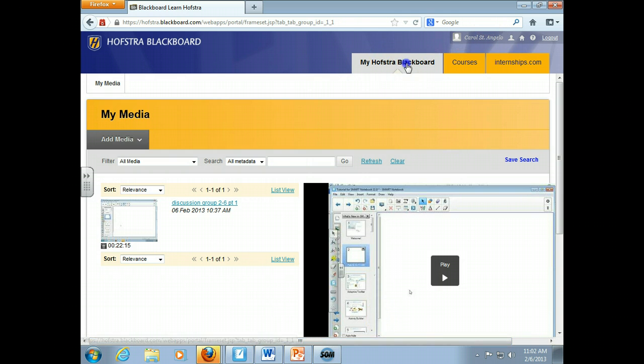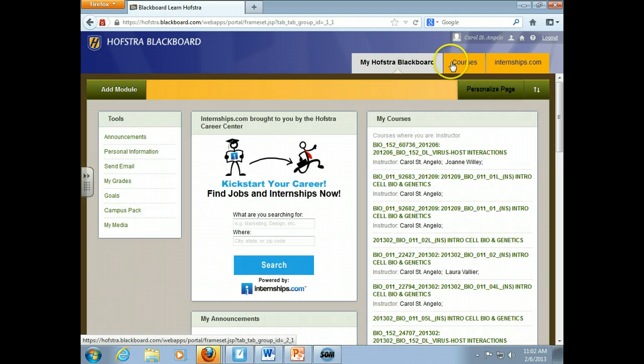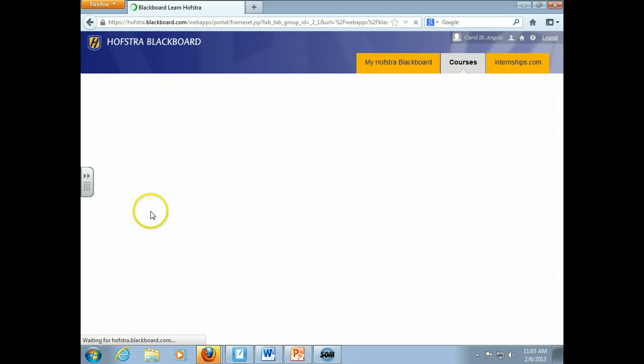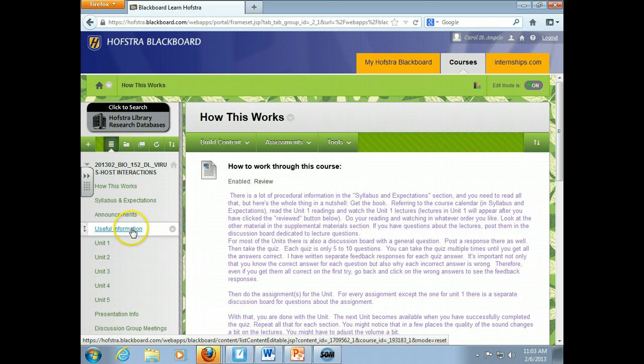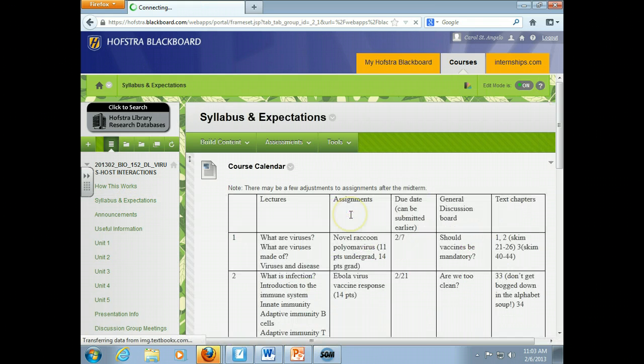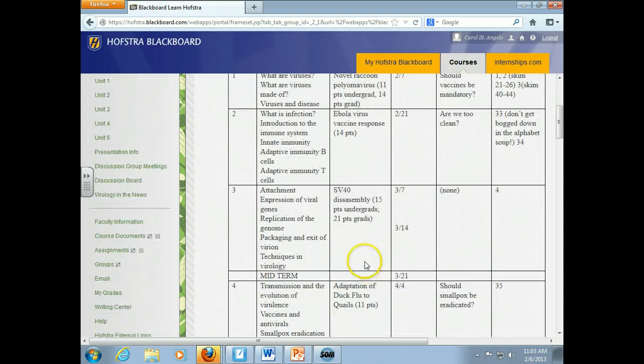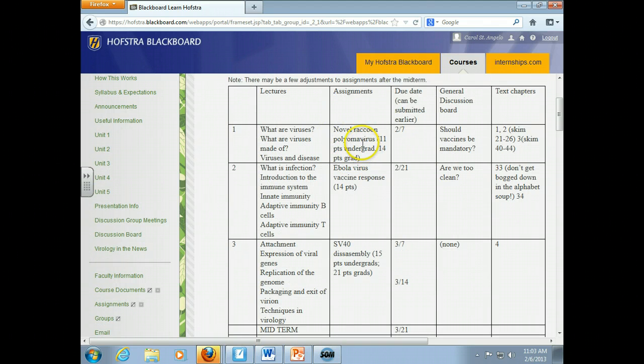Let's see, Blackboard, let's bring up the syllabus and expectations. So here's the course calendar. You've got about 2 weeks until your next paper. Now, it's possible I might stick another assignment in. Some of the assignments are like this one, where there was an extra question for the grad students. This one's the same for everybody.